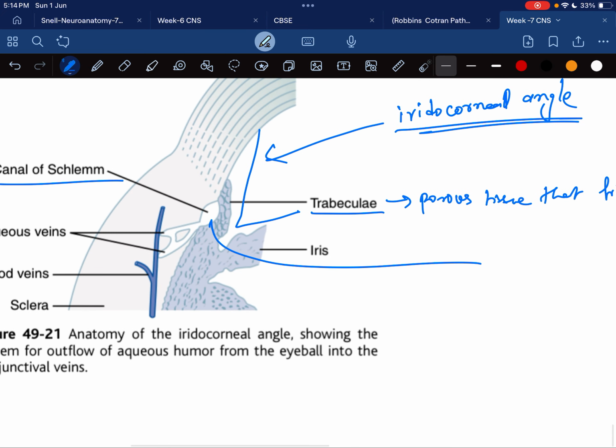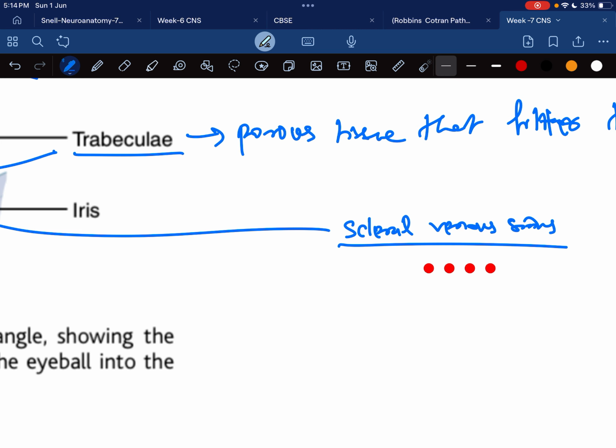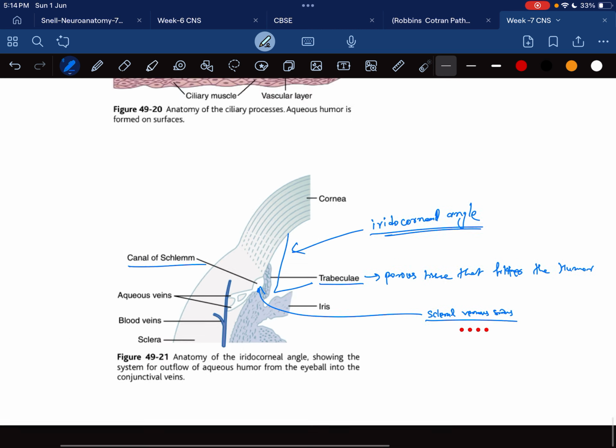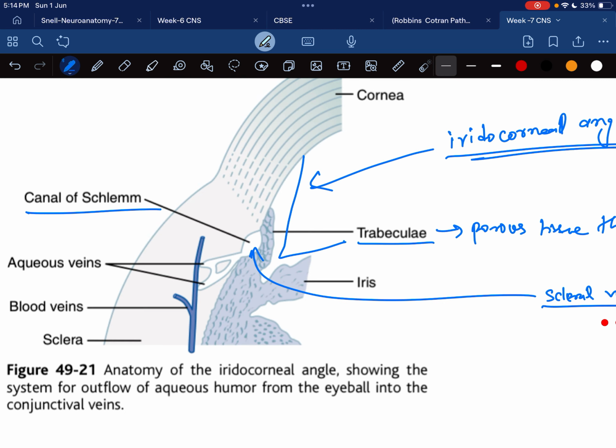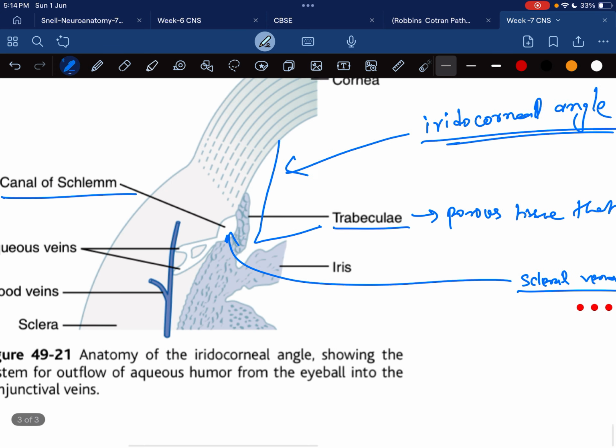This is the scleral venous sinus, and in this sinus there is a circulatory vein around the eye. These are the circulatory veins, and this circulatory vein is the aqueous vein, then blood veins, and it is present in the sclera.